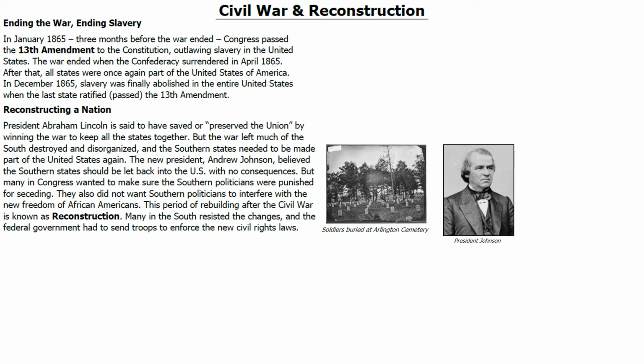Reconstructing a nation. President Abraham Lincoln was said to have saved or preserved the Union by winning the war to keep all the states together. But when the war left much of the South destroyed and disorganized, the southern states needed to be made part of the United States again.